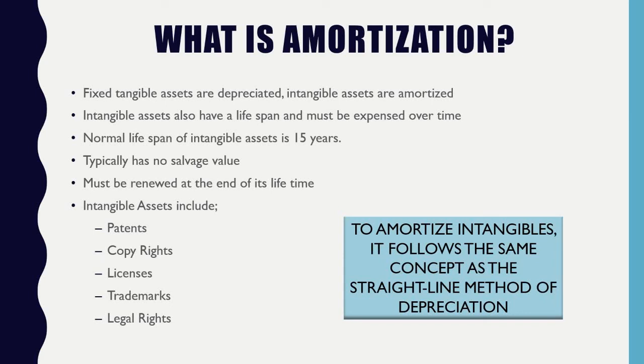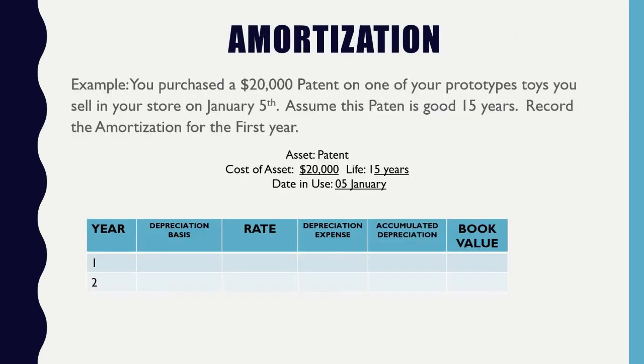And here's the great thing. Since we've already looked at straight line, amortization follows the same methodology as straight line, except there's one thing: it doesn't even have a salvage value. That means at the end of its useful life, it's going to be 0, and you're going to depreciate it evenly throughout its life. So let's go ahead and take a look at an example here.